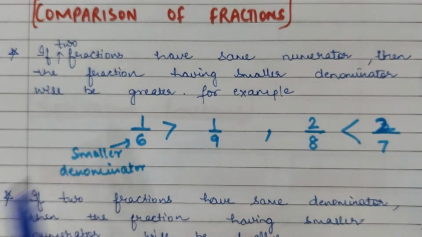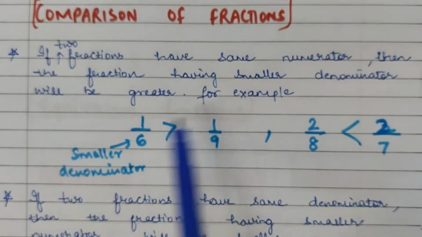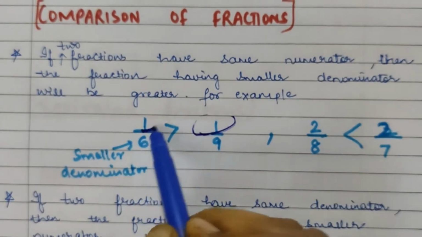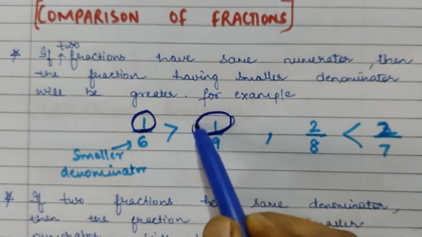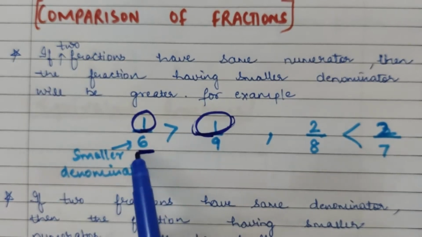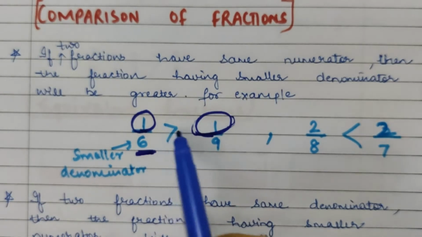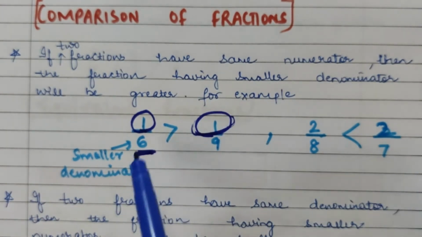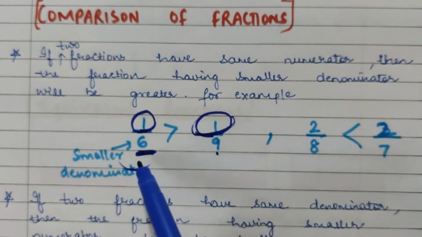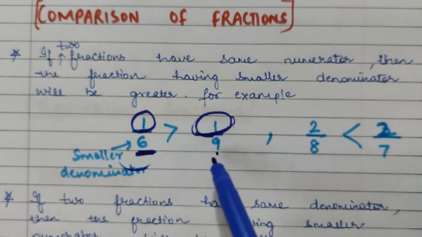First case is if the two fractions have the same numerator, see here, one is there, one is there, having the same numerator, then the fraction having the smallest denominator will be the greater fraction. Now see, 6 is smaller than 9, so this fraction will be greater than this fraction.